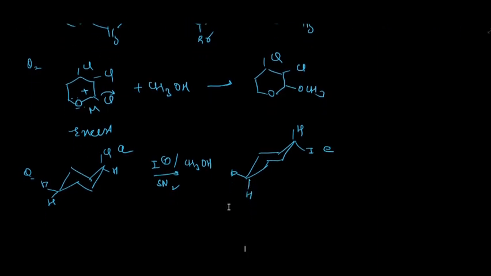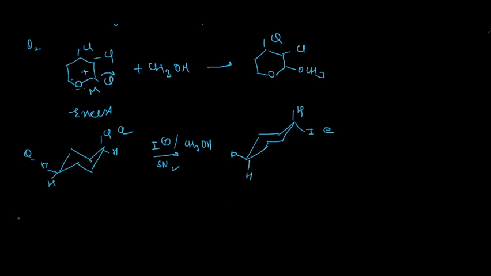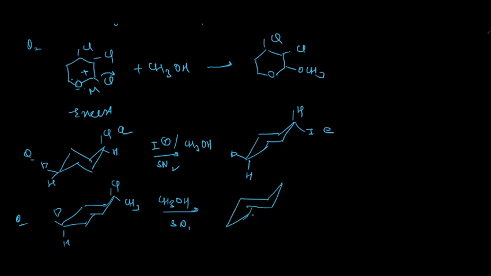And the last question of this topic. Here we have chlorine, we have CH3, here we have deuterium, and here we have hydrogen. This is the chair form. It is reacting with CH3OH by the SN1 mechanism. It forms OCH3 and CH3. Deuterium and hydrogen will remain the same. And for forming CH3 and OCH3, because it is SN1, it will show a racemic mixture.